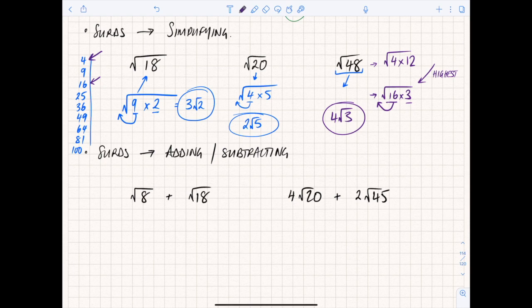If I used the 4 times 12, the square root of 4 is 2, that would become 2 root 12. But then 12 can be simplified again because 4 goes into it. So there's no point in doing that because you're going to have to do twice the amount of work. So always choose the highest one.